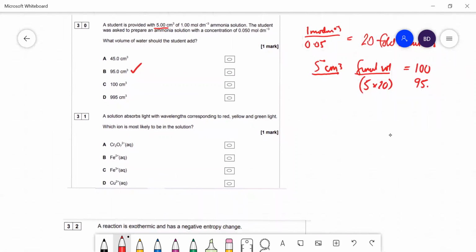A solution absorbs light with wavelengths corresponding to red, yellow, and green. So we've got Richard of York gave battle in vain. Now, what's it absorbing? It's absorbing red, yellow, and green. So it's probably going to look a bluish color. Dichromate, that's orange, so it's not that. Fe2+ is pale green, it's not that. That is orangey brown, and that's blue, so it's got to be copper.